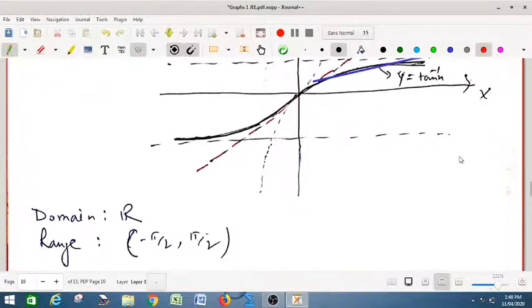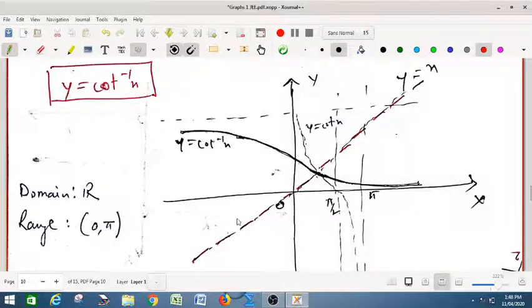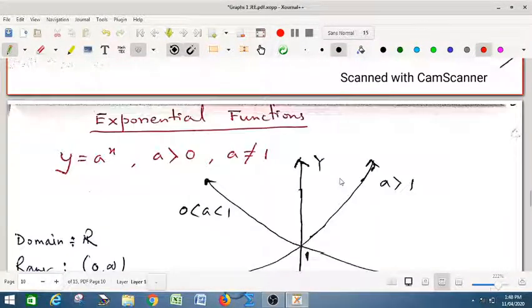And what about cot inverse x? This is your cot x, as already explained, and this black line is the cot inverse x. It's a decreasing function. Please remember, dear students, cot inverse x is a decreasing function and tan inverse x is an increasing function, and this is the y equal to x line. That is how you have to draw the diagram. You can try for sec inverse x and cosec inverse x.